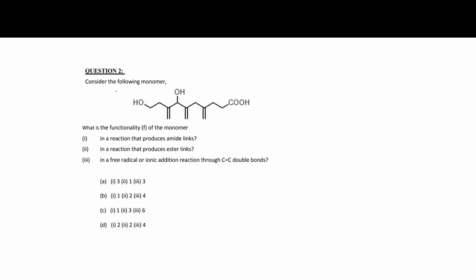Next, a similar type of question: consider the following molecule, and we have to calculate the functionality of this monomer. First, in that reaction the product will be an amide bond. Which groups are responsible for making that amide bond? This acid group, this OH group. First we have to find out how many functionalities are present. There is one double bond, one C double OH, and one alcohol, so three types of functional group are present here. To make this amide bond, the acid group will be involved.